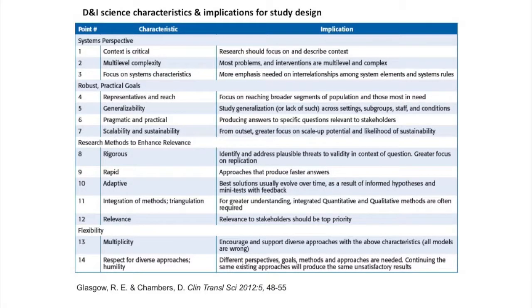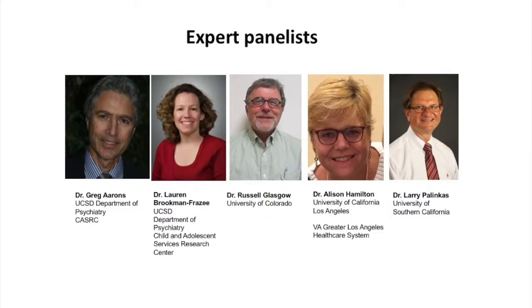So I'm going to close my very brief overview and provision of resources with this slide that Russ already explained, which gives you a nice summary of how D&I science characteristics define what type of methods and measures we should be using. So you are very familiar with this slide.